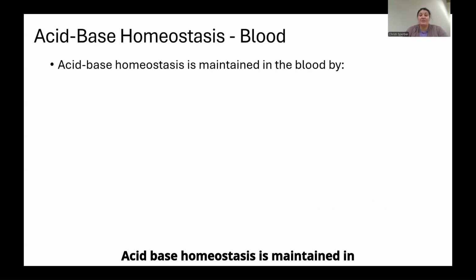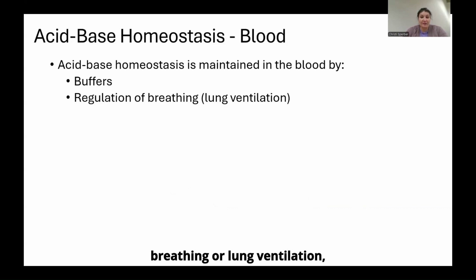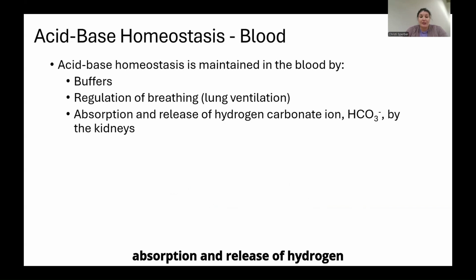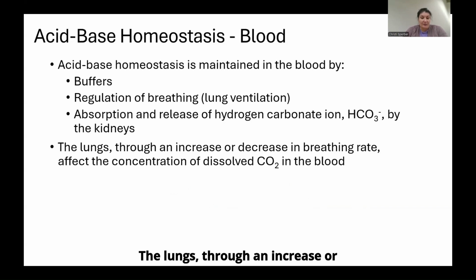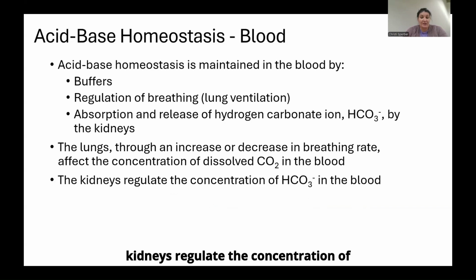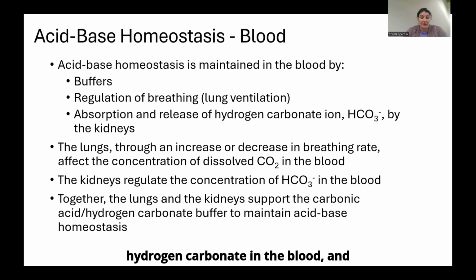Acid-base homeostasis is maintained in the blood by buffers, regulation of breathing or lung ventilation, and absorption and release of hydrogen carbonate ion by the kidneys. The lungs, through an increase or decrease in breathing rate, affect the concentration of dissolved carbon dioxide in the blood. The kidneys regulate the concentration of hydrogen carbonate in the blood, and together, the lungs and the kidneys support the carbonic acid hydrogen carbonate buffer to maintain this acid-base homeostasis.